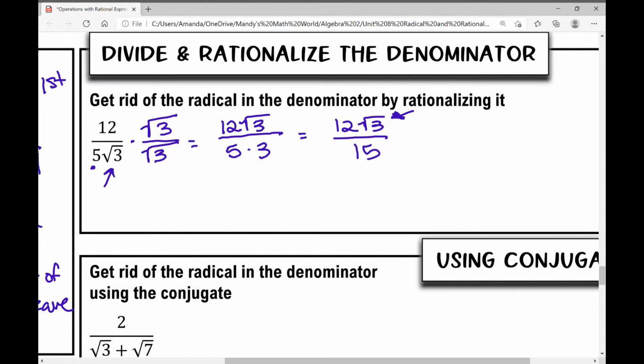So the common factor between 12 and 15 is 3. So 12 divided by 3 is 4. 15 divided by 3 is 5. And I can rewrite this as 4 root 3 divided by 5. Let's move on to the next one.